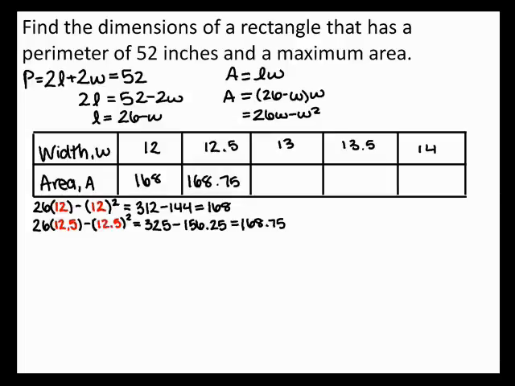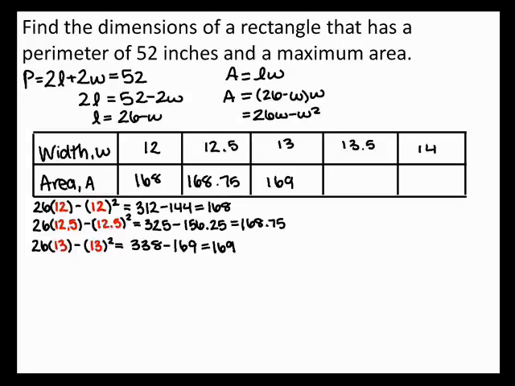Substitute 13 in for W in the area equation. Simplify 26 times 13 and 13 squared. Simplify 338 minus 169. You find that the area is 169.